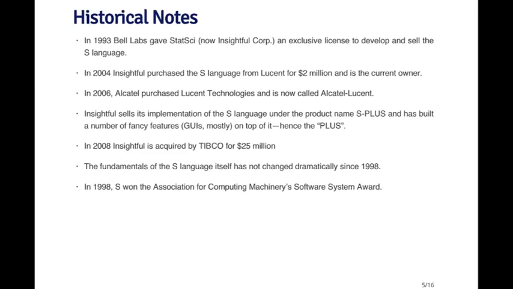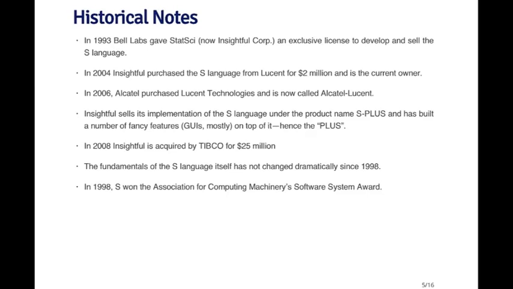So just a little bit more history here. In 1993, Bell Labs gave a corporation called StatSci, which became Insightful Corporation, an exclusive license to develop and sell the S language. In 2004, Insightful purchased the S language completely from Lucent. So Bell Labs became Lucent Technologies, and Insightful purchased it for $2 million and became the current owner. In 2006, Alcatel purchased Lucent Technologies, and it's now called Alcatel-Lucent.